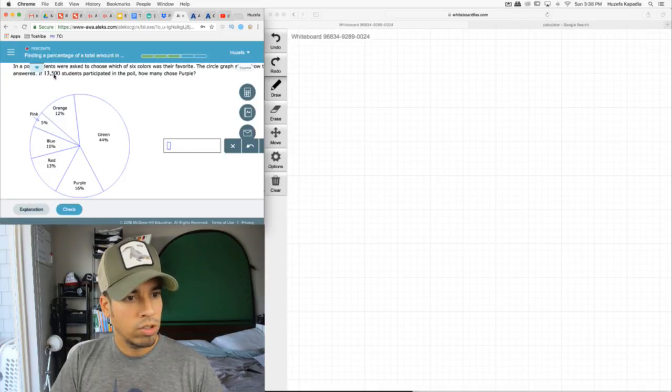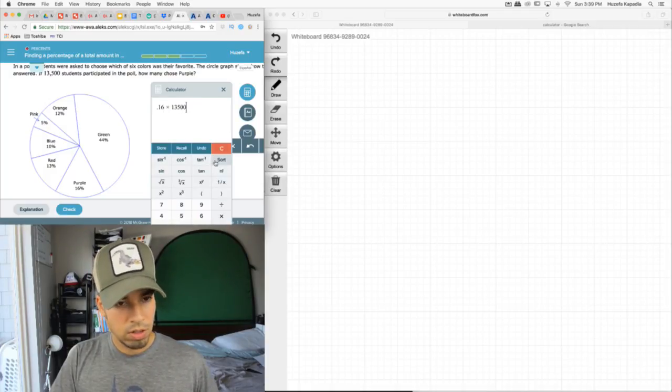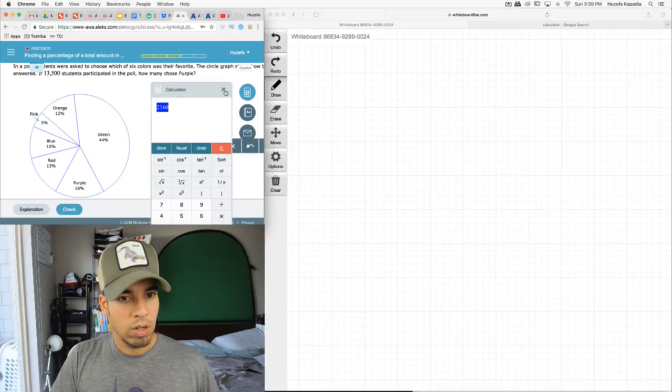Okay, last but not least, 13,500 is the total. How many chose purple? 16% of that, so 0.16 times 13,500, which equals 2160.